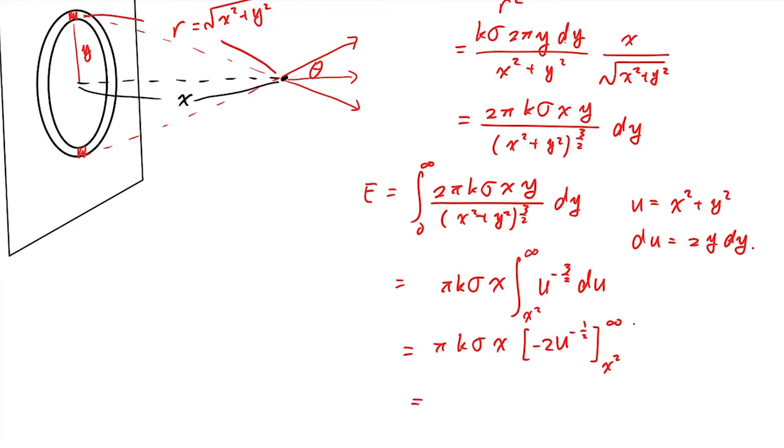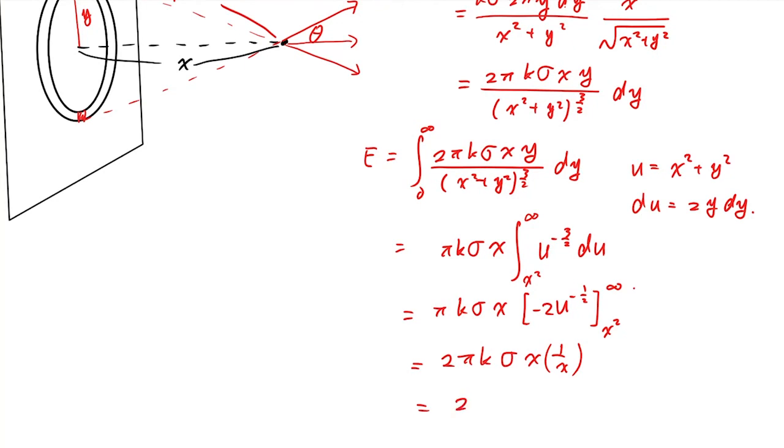Do you see it yet? So we pick up this infinity, you get 0, right? And then cancel that minus sign, so we'll have 2. Okay, and then pi k sigma x, and then 1 over x, say. X squared in here gives you just 1 over x. And they cancel, so we have 2 pi k sigma. As you can see, the x disappeared. So it's independent. Yes?